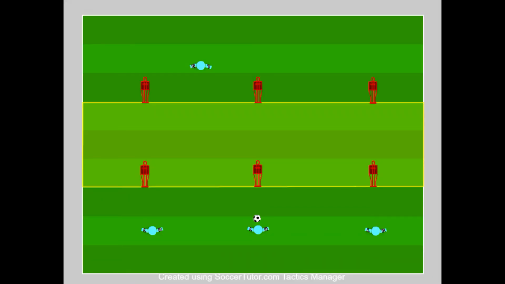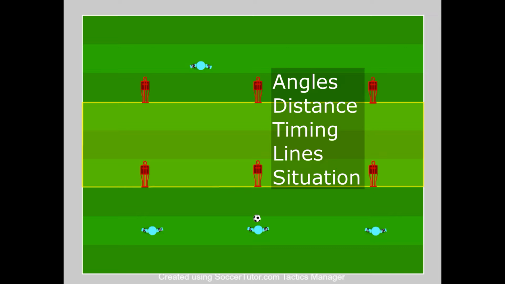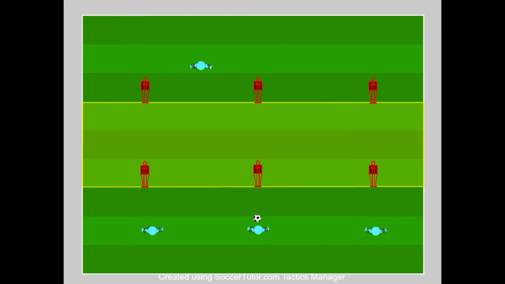So, with a different picture, do the 5 parts of angles, distance, timing, lines, and situation change? No. We will see that with a different picture, the 5 parts help us solve the picture and advance forward. Here we have 2 banks of 3 in perfect little squares. Remember, we are working from very general pictures to more realistic. With this picture, we have an opponent cutting out our direct path forward.